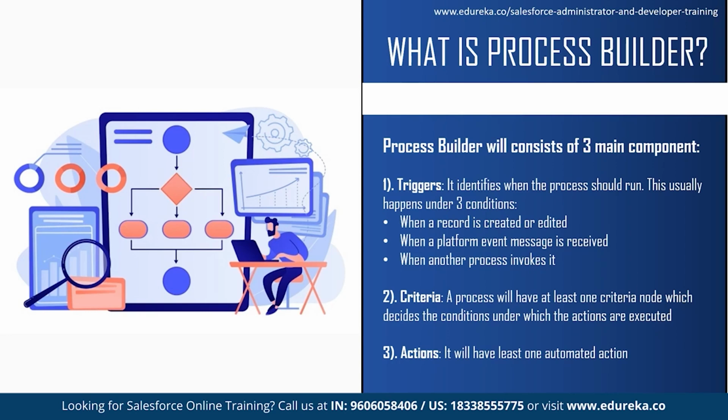Next, coming to criteria, a process will have at least one criteria node which decides the condition under which the actions are executed. And next, a process will have at least one automated action. The actions could be immediate actions or time-triggered actions. So I guess you have some idea about what Process Builder is in Salesforce.